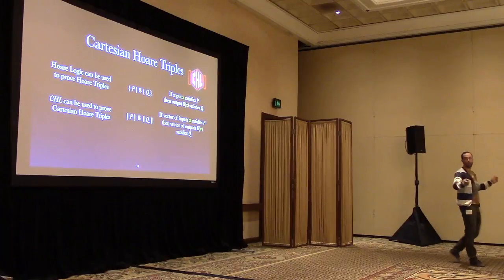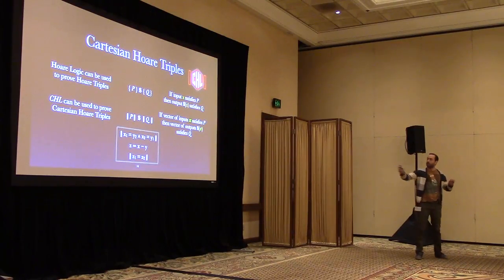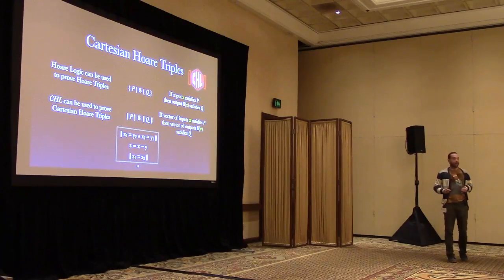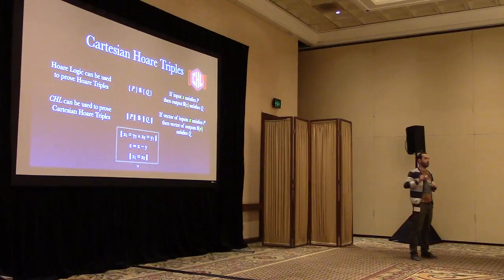So let's take a look at an example. Here's a Cartesian Hoare triple, and we have a statement, and the statement is z equals x minus y, and the input variables in this case are x and y, and the output variable is z.